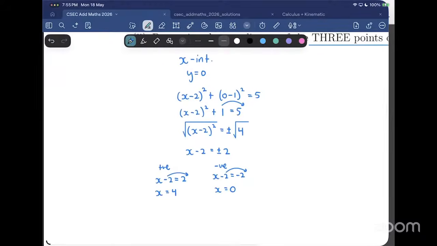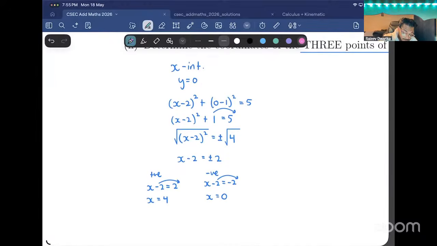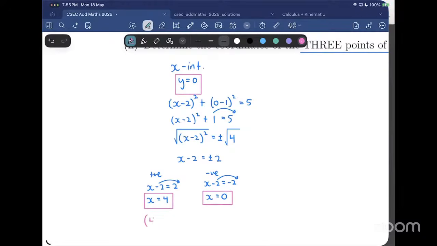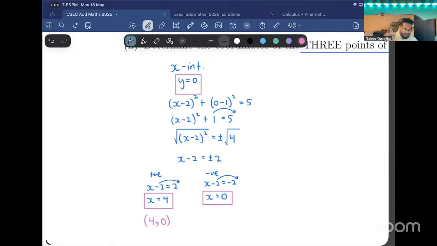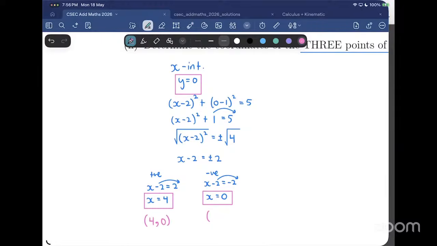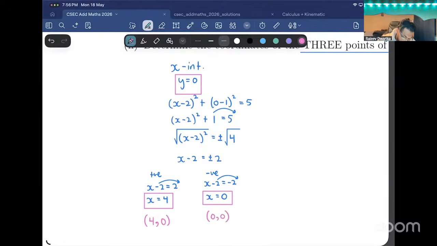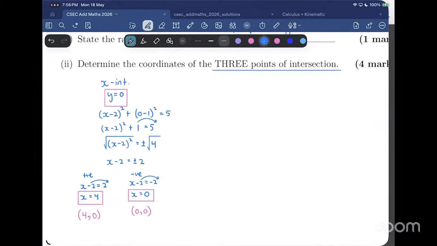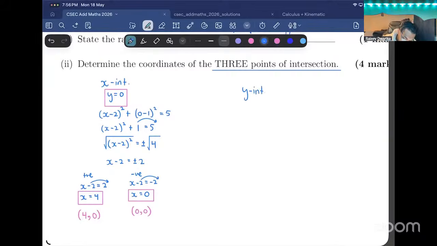So if I'm writing my points, remember, for the x-intercept, we already know that y is 0. And we just found the x values when y was 0. So what are the points going to be here? (4, 0) and (0, 0). Because remember, a point is an x value and a y value. We know the y value is 0, and we just found the x value. So (4, 0), and the other one will be (0, 0). That's 100% correct.